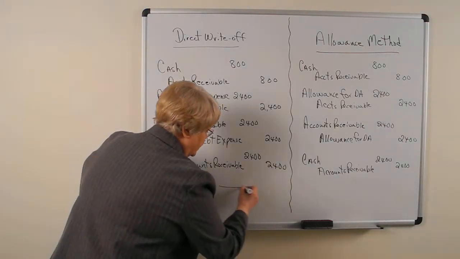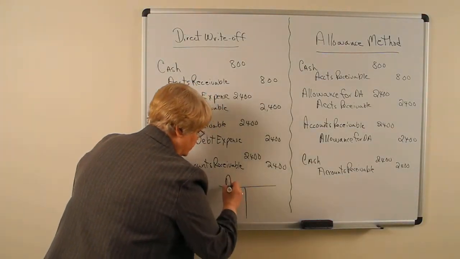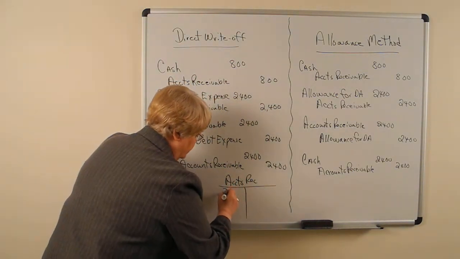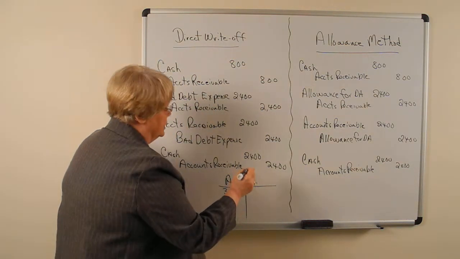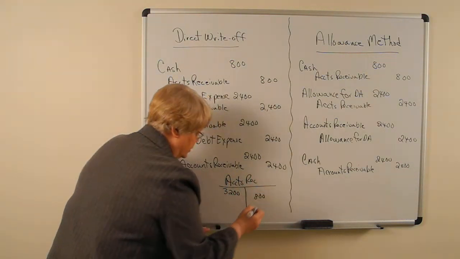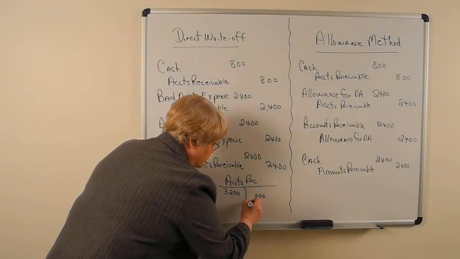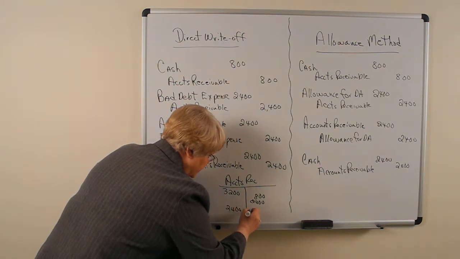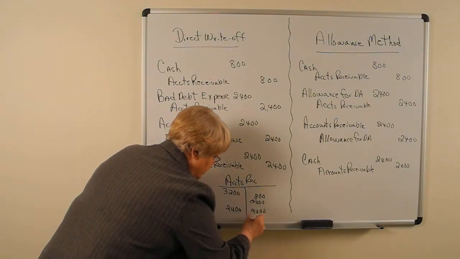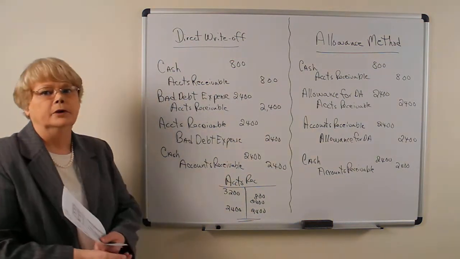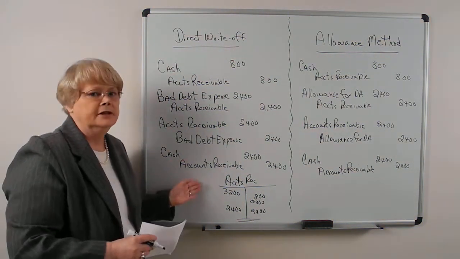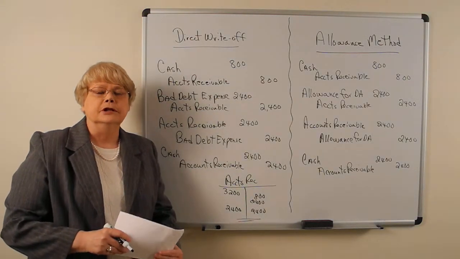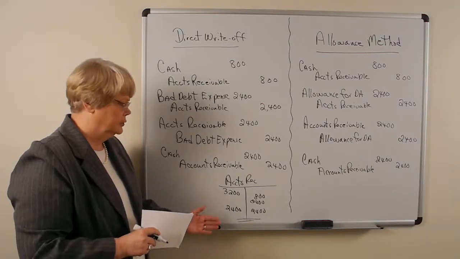If we put this in a T account, let's see if I have enough room here to do it. We started out with $3,200. The customer paid $800. We wrote off $2,400. We reinstated $2,400, and then the customer paid the $2,400. So we ended up with a zero balance. But it is important that you put it in accounts receivable. You put it also in the subsidiary ledger so that you will have a record that your customer paid.